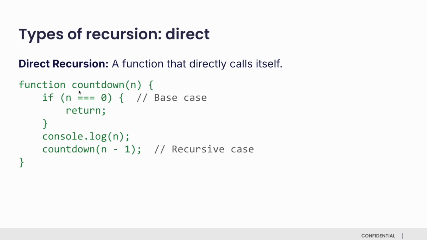And in this code, countdown keeps calling itself until n reaches 0. You can see here that the base case will return an exit once n equals 0. And then here, after printing out the number n, the recursive case will subtract 1 from n and continue to call itself and count down until n equals 0, which is our base case. This is direct recursion.